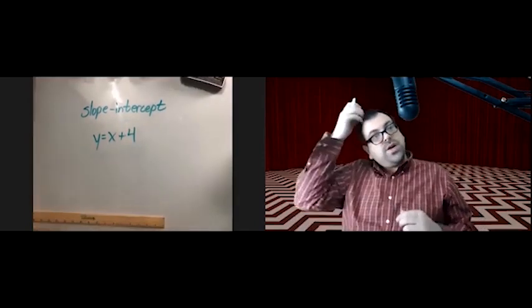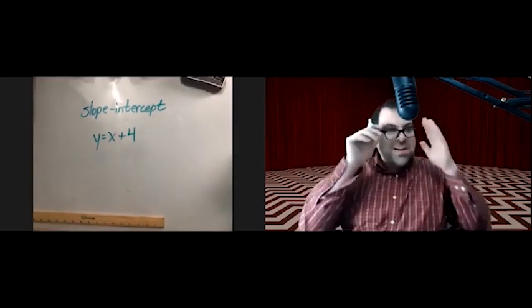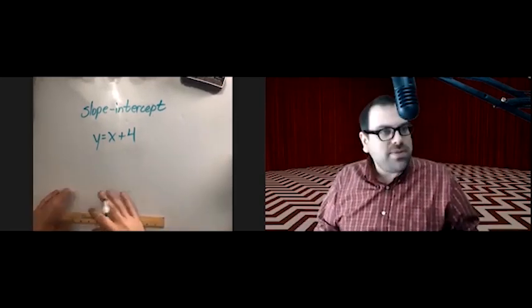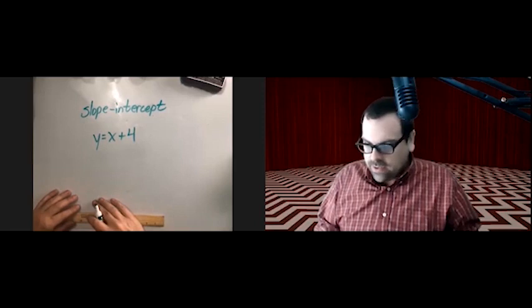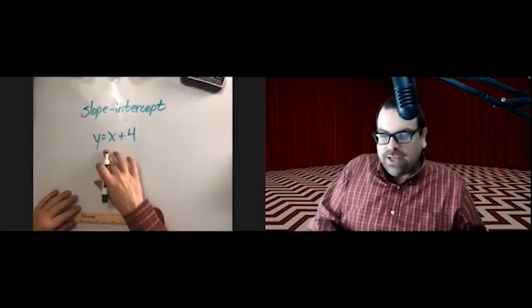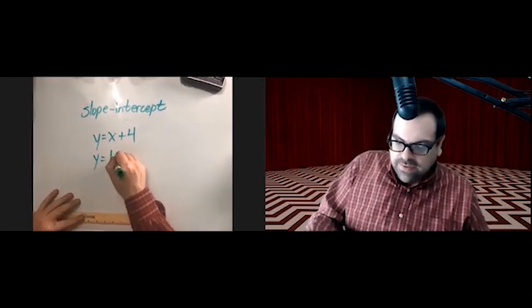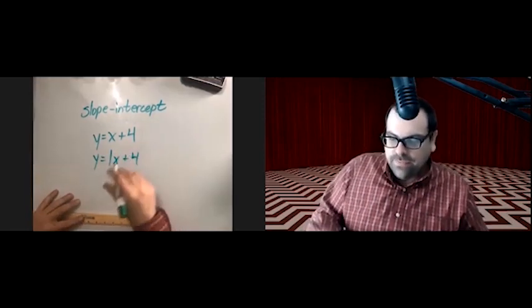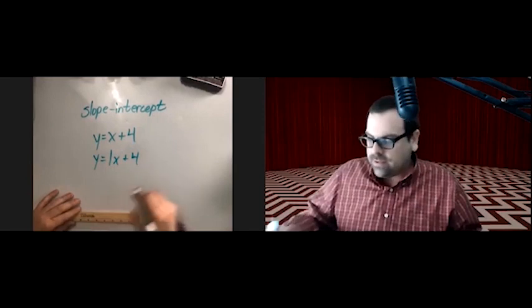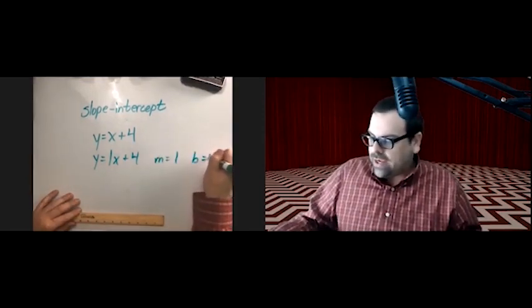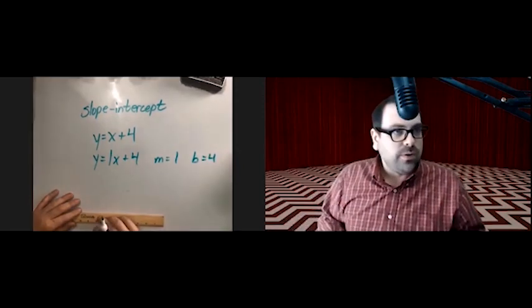Now some special situations, not so special that they're different, but some things we might not see. If we had y equals x plus 4, keep in mind, we have that invisible 1 in front of the x. So the slope would be 1, the y-intercept would be 4.